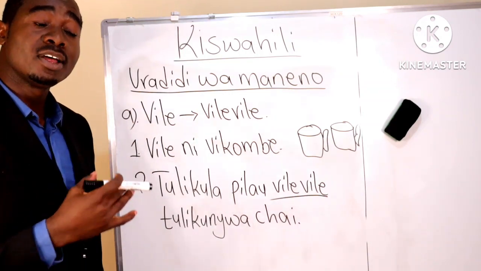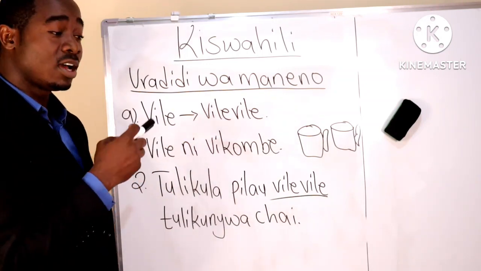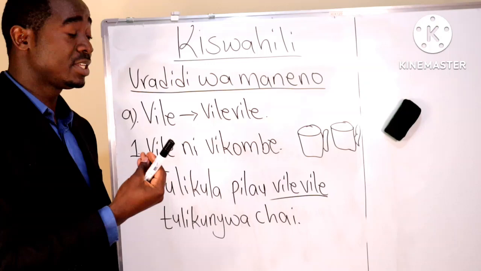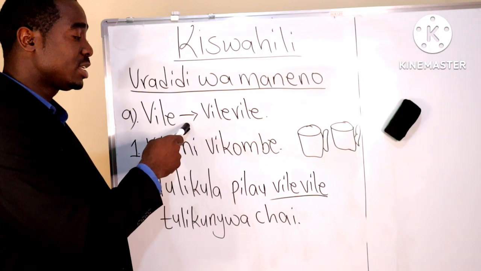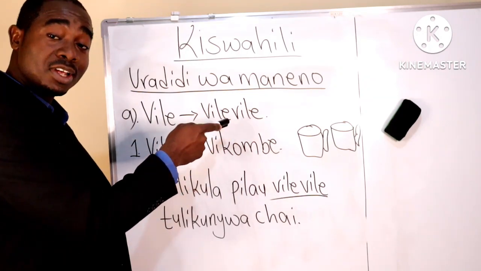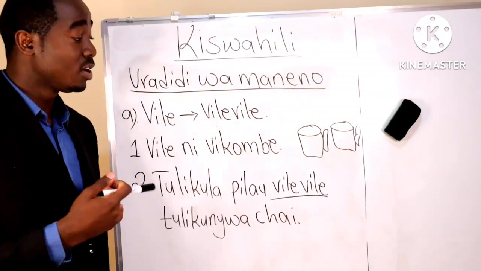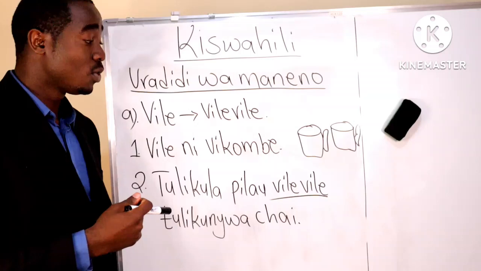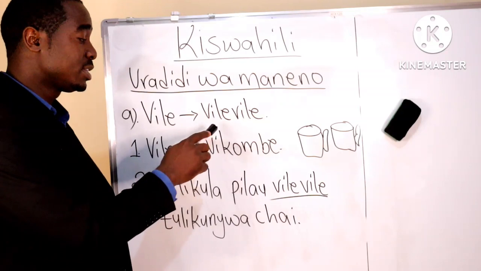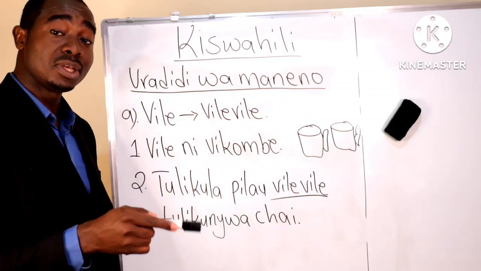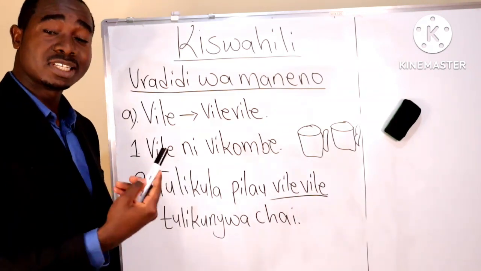Vile means those, for the KV class. If it's one, you say kile, but if it's plural, we say vile. When you repeat, it becomes vile vile. Vile vile means similarly, or as well as, or also. Words you can use instead of vile vile are pia, or kadhalika. Now let's have examples in a sentence.